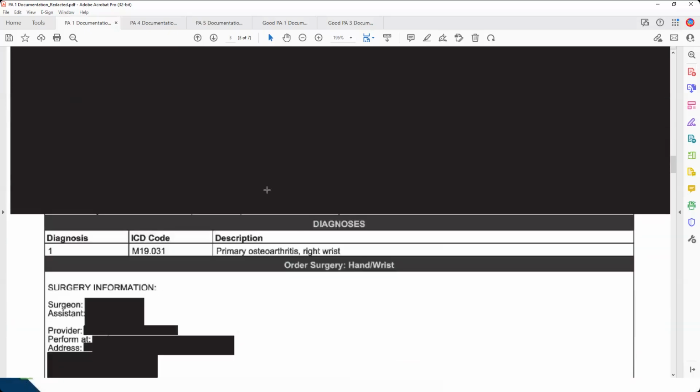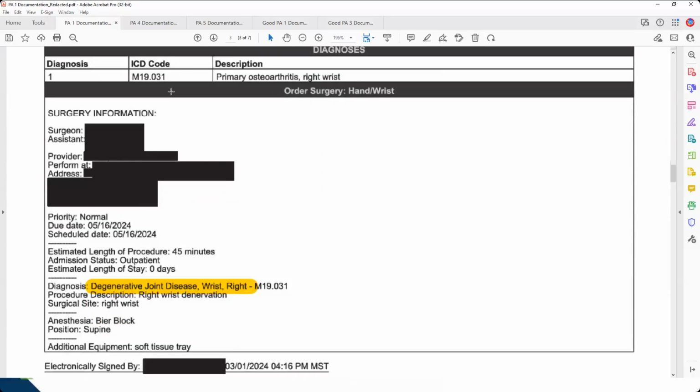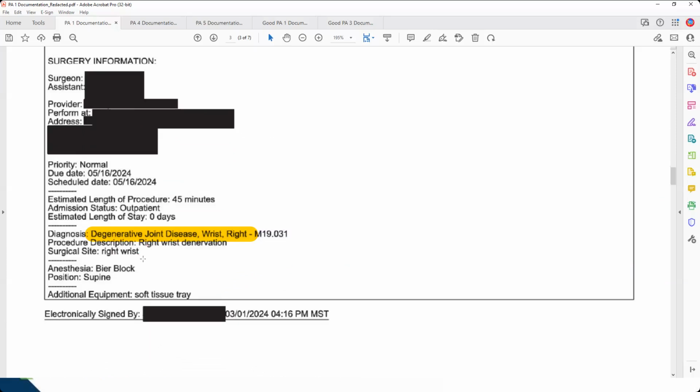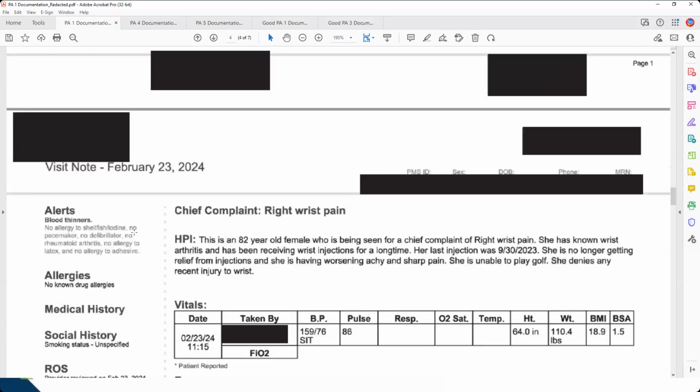Again, for facet interventions, it would be best to give us what type and what levels you are treating. So as we scroll down and go into some documentation, you can see that the documentation does support that it's primary arthritis of the right wrist, and that they have a degenerative joint disease of the wrist, and the procedure they're planning is right wrist denervation, and using a bear block for that.